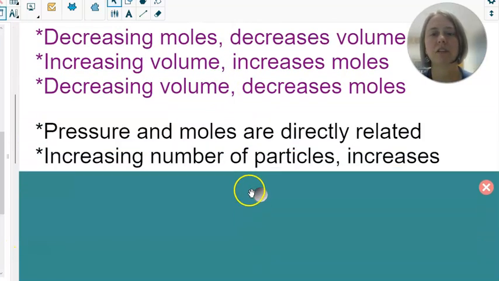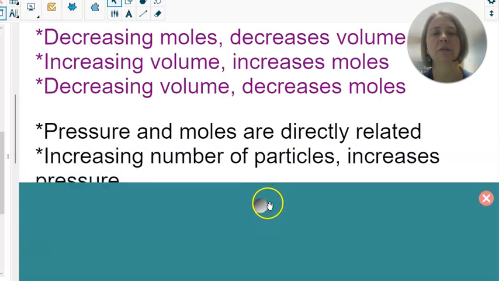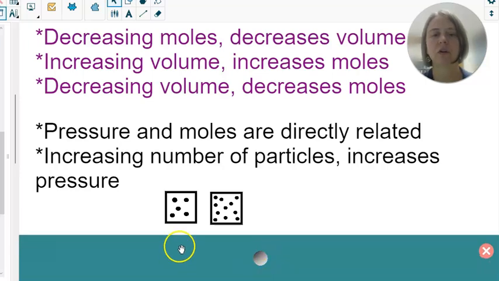So this is also really important with pressure. So moles and pressure are also directly related. If you increase the number of particles, you are going to increase the pressure if you keep the volume constant. So if we have a constant volume, when we increase the number of particles, number of moles, we're going to have more collisions on the side of the container, so we're going to have a higher pressure.